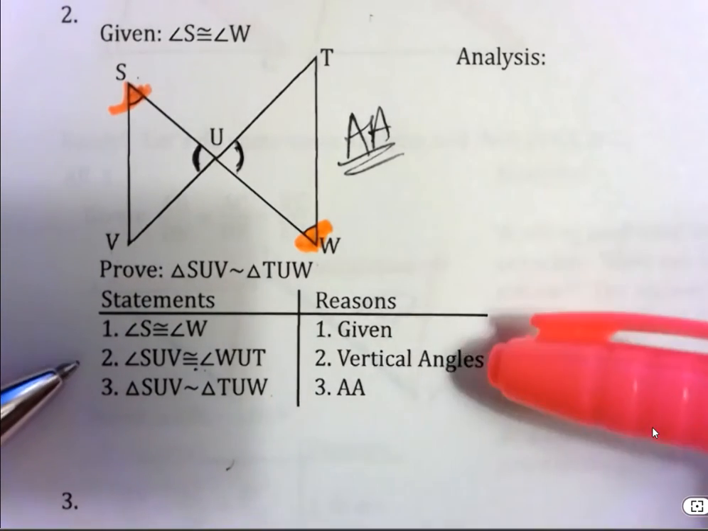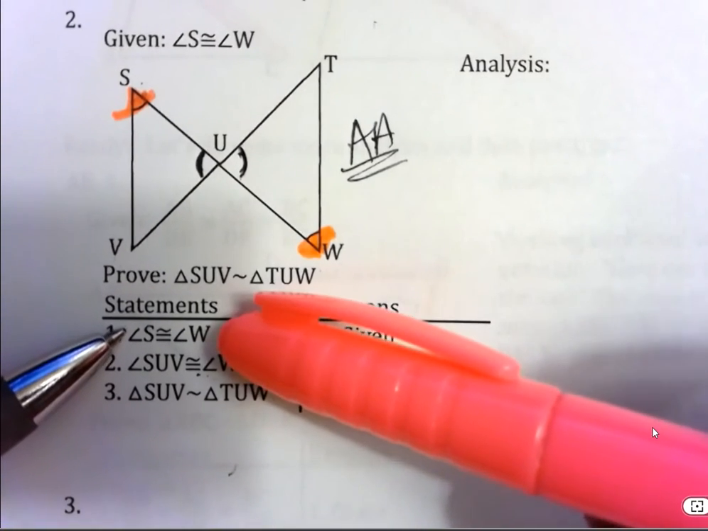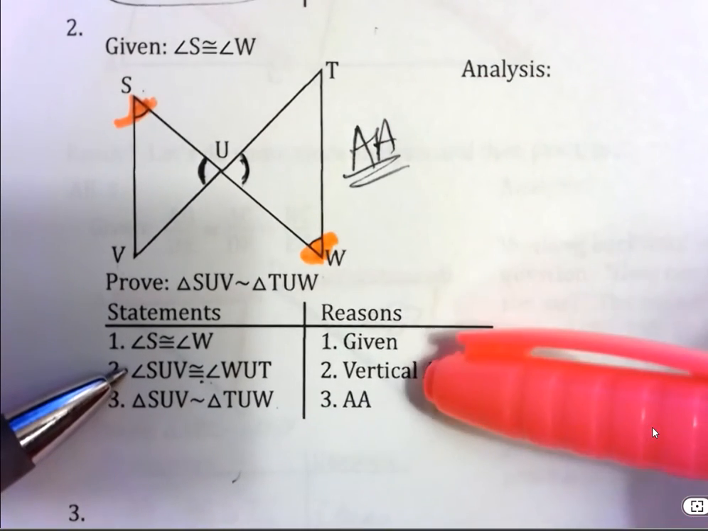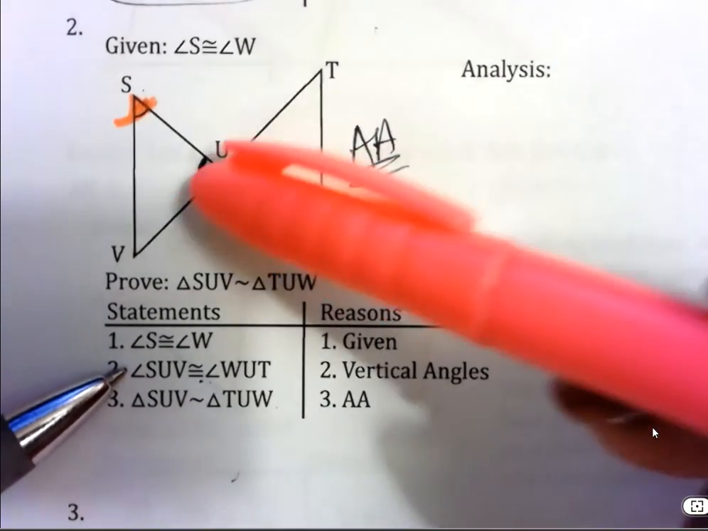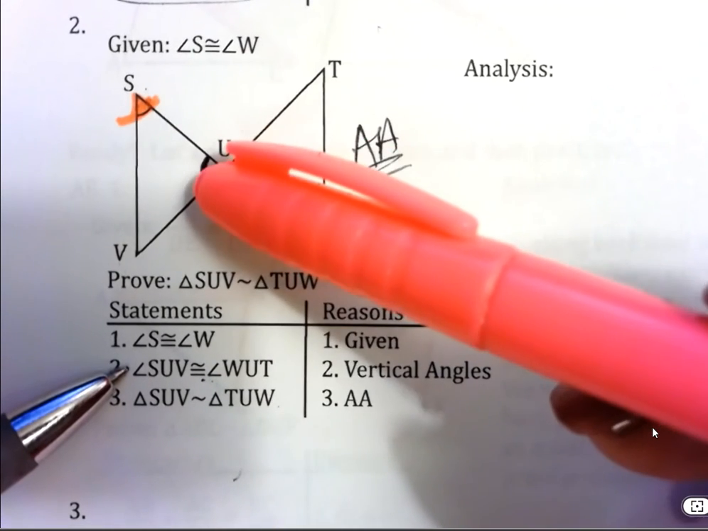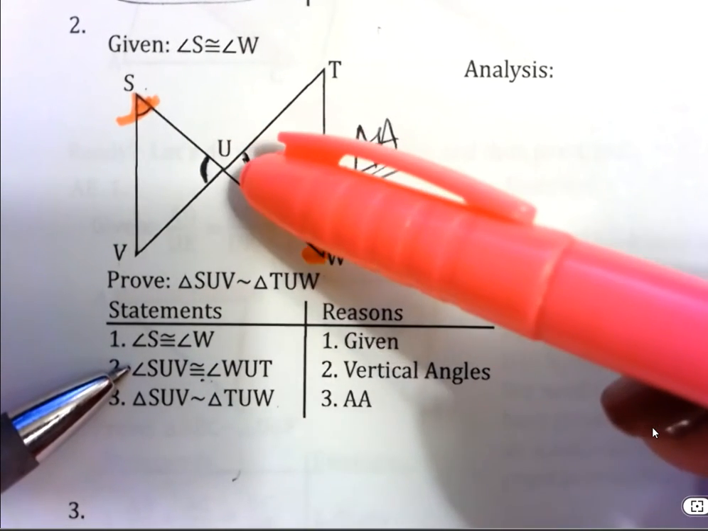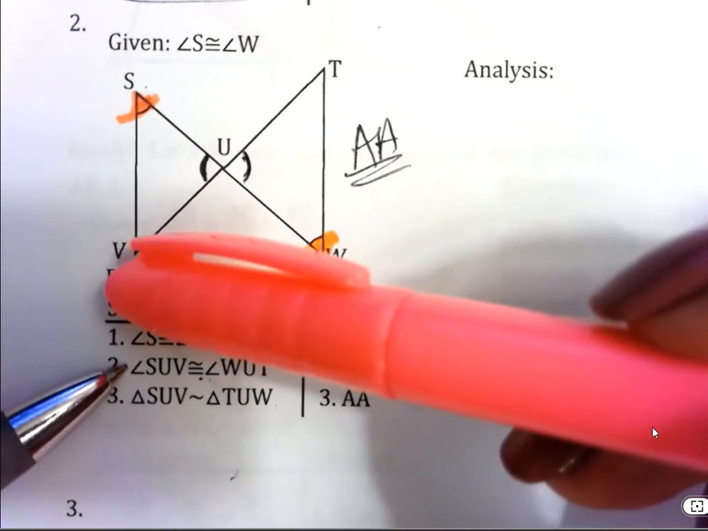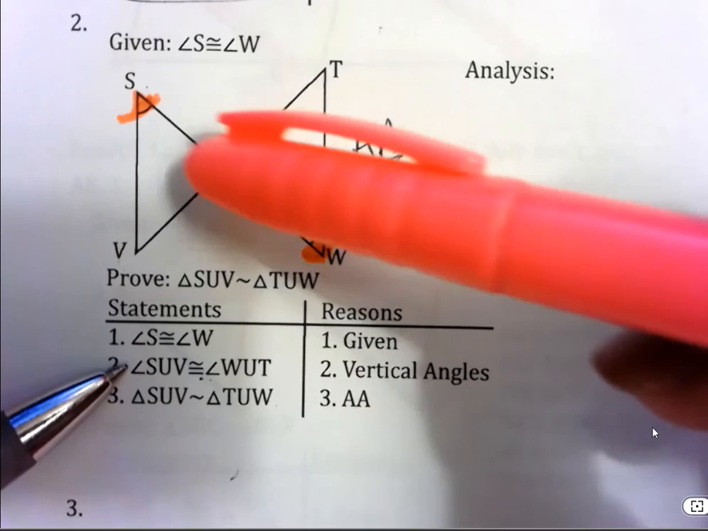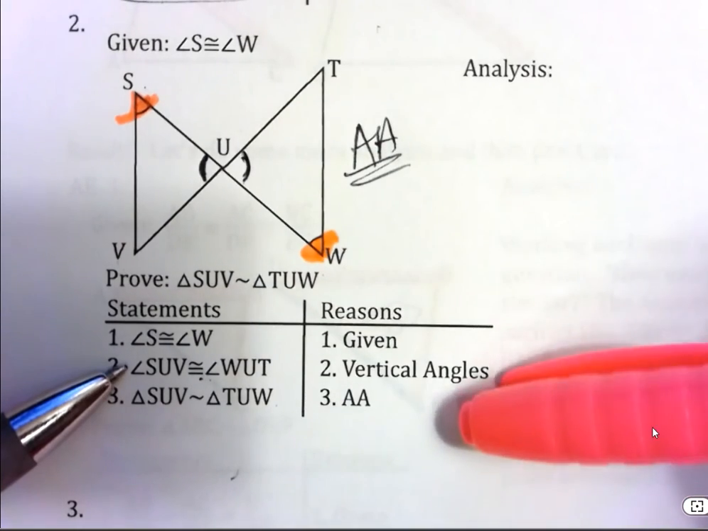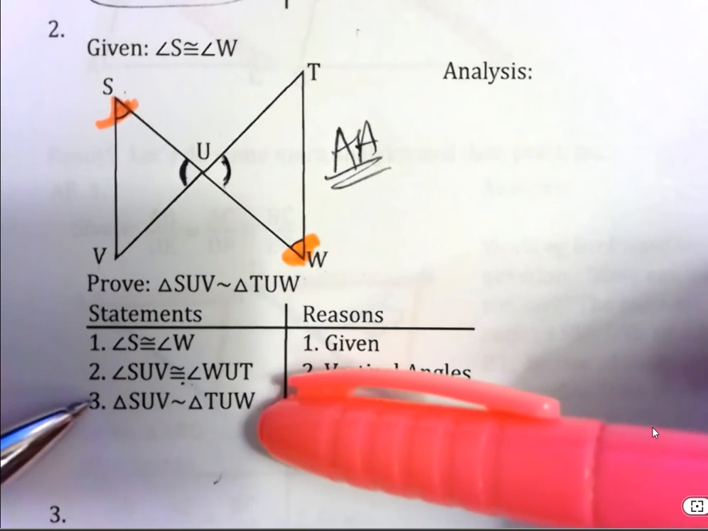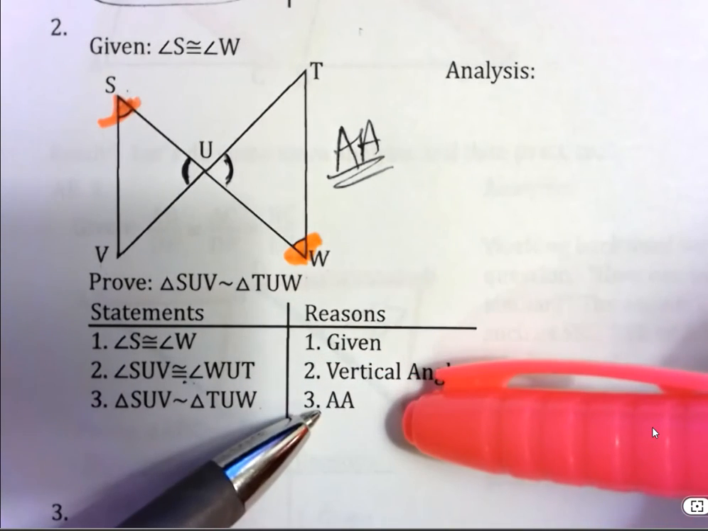You start your proof by writing the statements that you know. You know that angle S is congruent to angle W, it was given. But you also know, even though this is not given to you, now if you look at your paper, I wrote this in, that these angles are congruent because they're vertical angles. So you need to write them down. Angle SUV is congruent to angle WUT, vertical angles. Now you have enough information to prove your proof statement. So you write it down and you say that it is true because of the angle postulate.